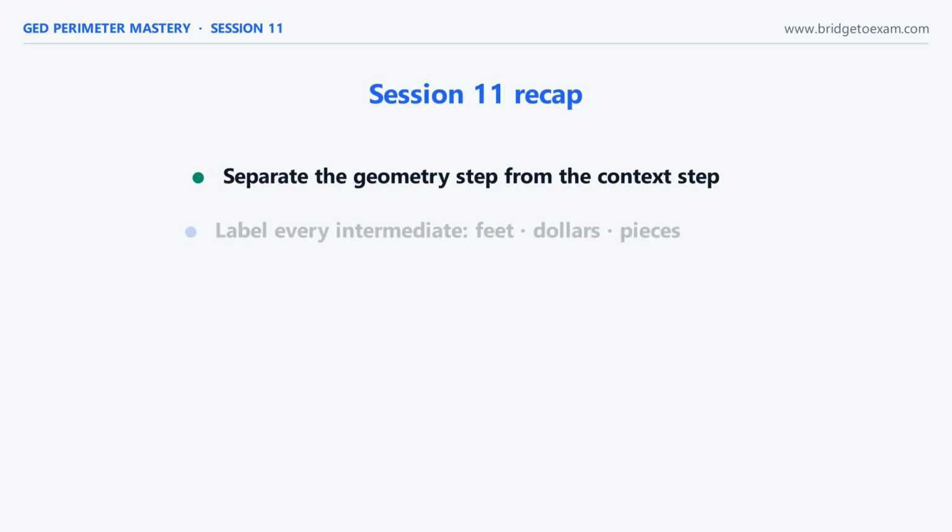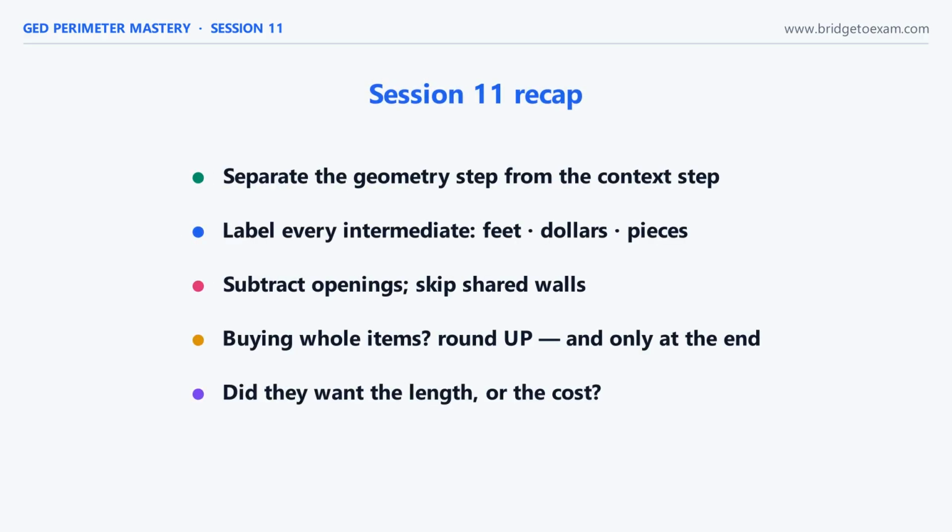Let's recap. Separate the geometry step from the context step. Label every intermediate. Feet, dollars, pieces. Subtract openings. Skip shared walls. Round up when you're buying whole items. And only at the end. And check whether they wanted the length or the cost.